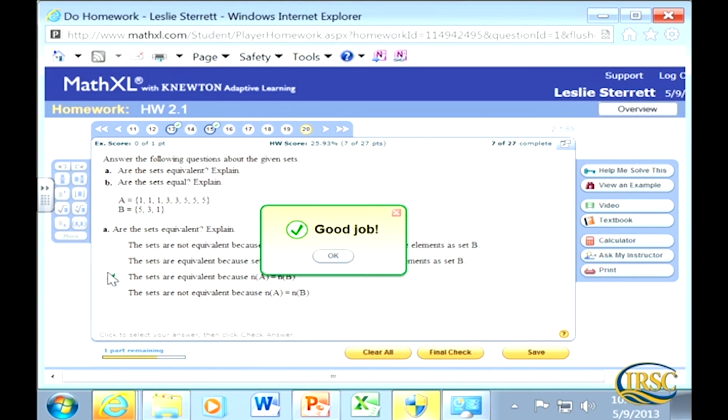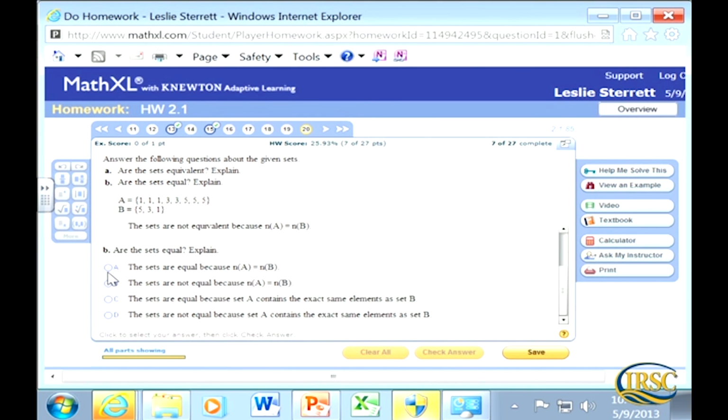Good job. Okay, so make sure that you're reading these carefully. Are they equal? It's either equal or not equal. Are they equal? Equal means they have the... Okay, they actually have the same cardinal number because remember that you don't count the repeats.